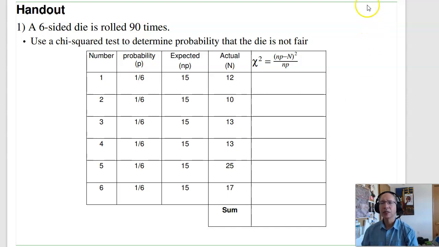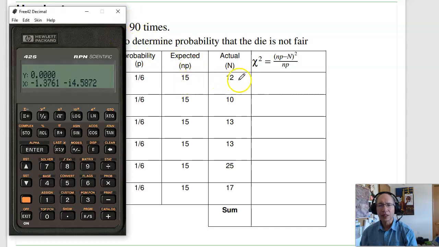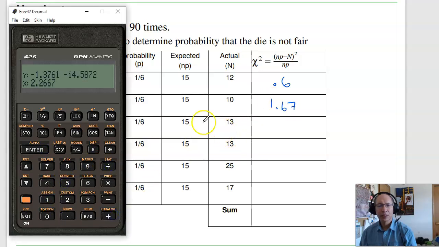So carrying on, if you pause the video and picked up, what you should get is, let's bring up this calculator. The chi-squared score is the difference squared, that's 3. 3 squared is 9, divided by 15, gives you 0.6. The difference squared is 5. 5 squared is 25, divided by 15, 1.67. Add those together. Difference squared is 2. 2 squared is 4 over 15, 0.267.